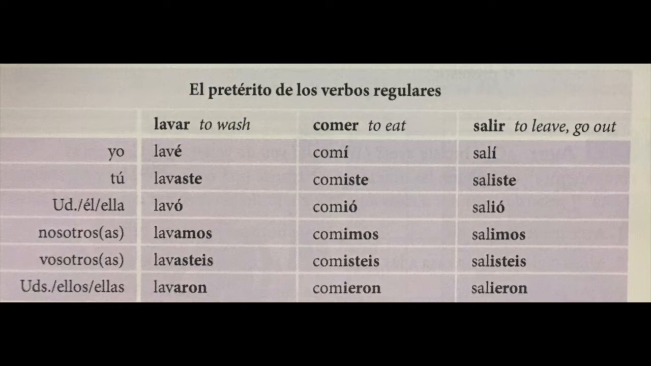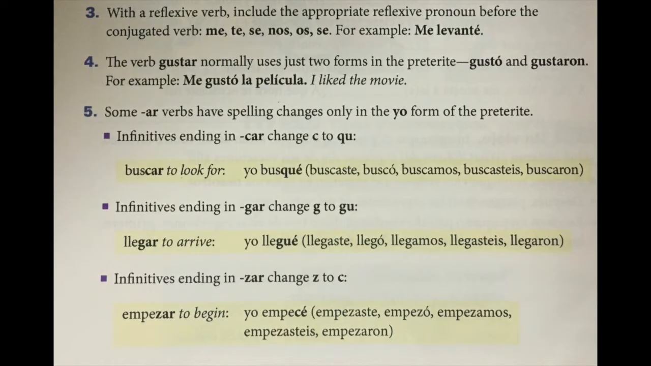When you have a reflexive verb, and I'm looking at number 3 on page 189 right now, it's just like in present tense. The pronoun goes before the verb. Number 4, gustar: just like in the present, there's only 2 ways to conjugate it, gustó and gustaron, just third person singular and plural. And besides that, it's used in the same way.